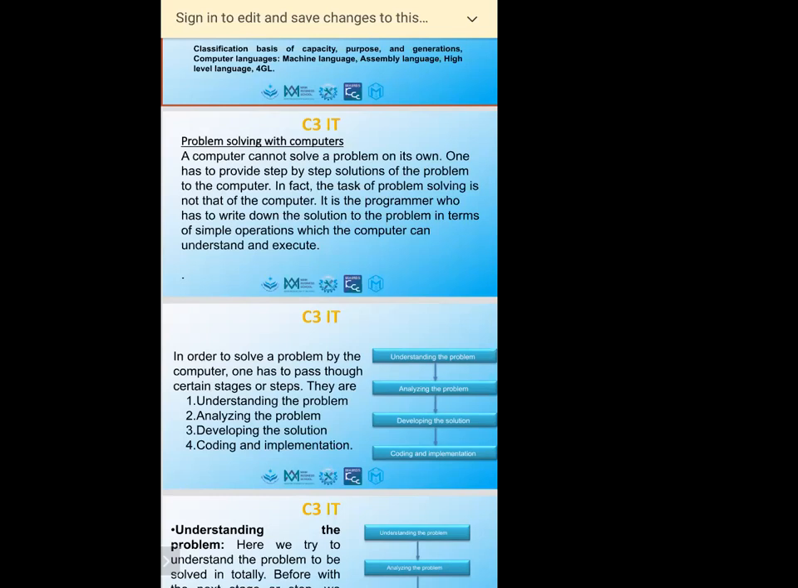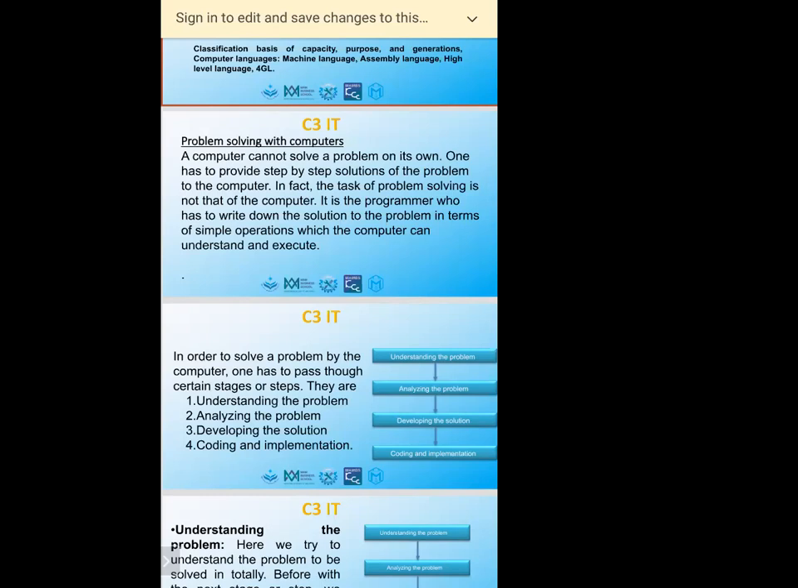Who is the programmer? The one who is going to write the program is called the programmer. If I am going to write the program, I am a programmer. So the programmer is the one who can solve the problems.